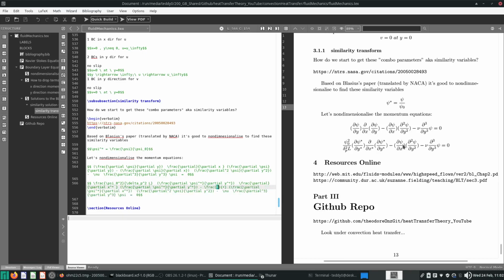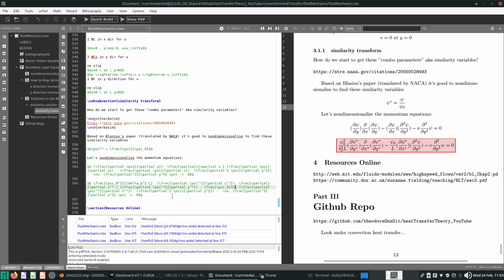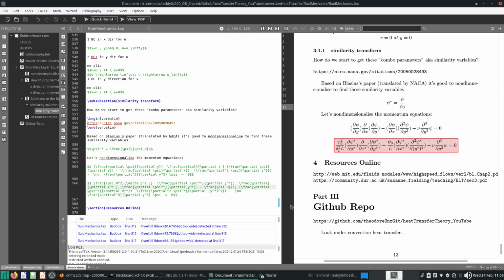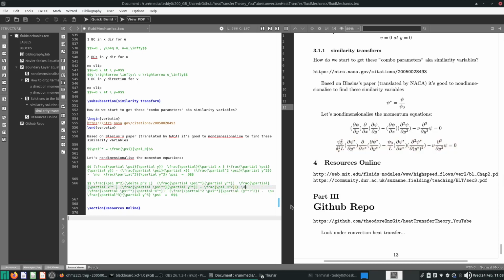Okay, what's the fraction? You should have psi naught on the outside, and of course L. I hope you can see where I'm going with this. Now del squared psi del y squared. So psi becomes psi star, y becomes y star, y squared becomes y star squared. So there'll be another psi naught on the outside, and then you have delta p squared. You can see these two are actually going to become quite the same.